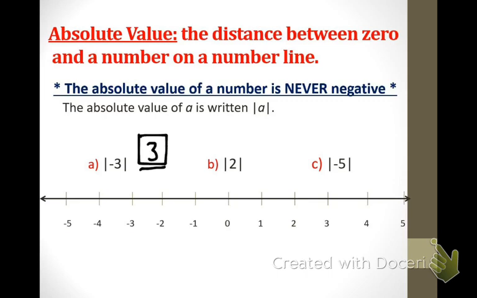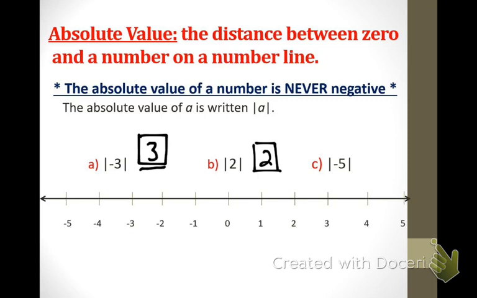Next up, you've got the absolute value of 2. Once again, you're trying to figure out the distance between the number 2 and 0 on a number line. So here's the number 2. You can simply see, okay, it is 2 spots away from 0. So the absolute value of 2 is going to be 2. I want you to look at the next one on your own.